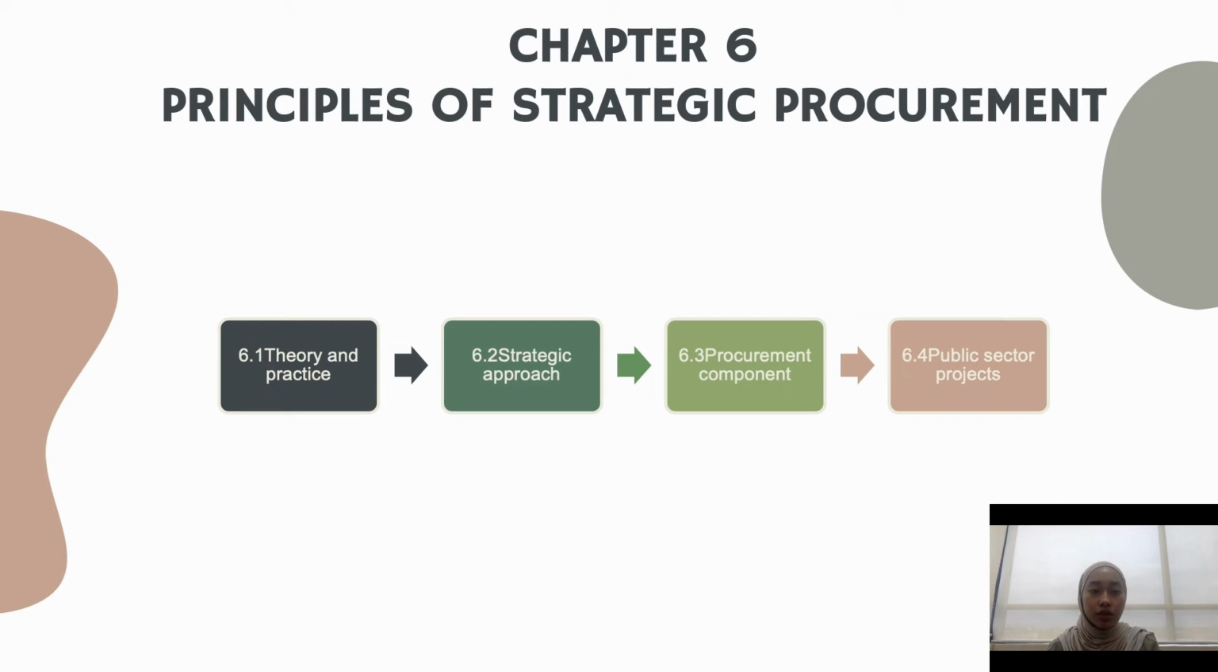Okay, next is chapter 6, Principles of Strategic Procurement. The principles of strategic procurement are covered in this chapter along with various key subtopics including theory and practice, strategic approach, procurement component, and the last one is public sector project. The students have the opportunity to study about accountability, competitive supply, consistency, effectiveness, value for money, fair dealing, integration, integrity, informed decision making, accountability, and transparency, where all of these are critical to strategic procurement.